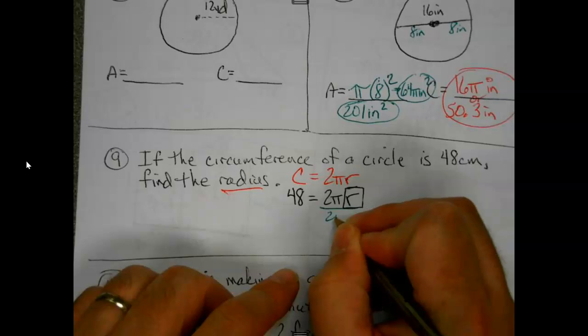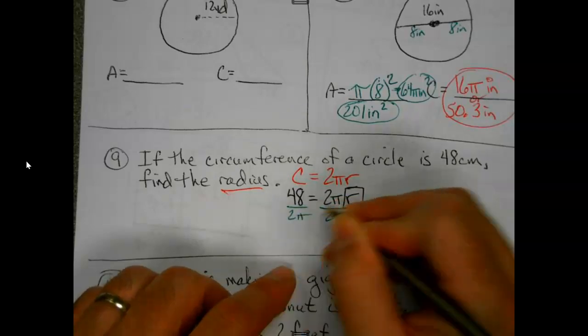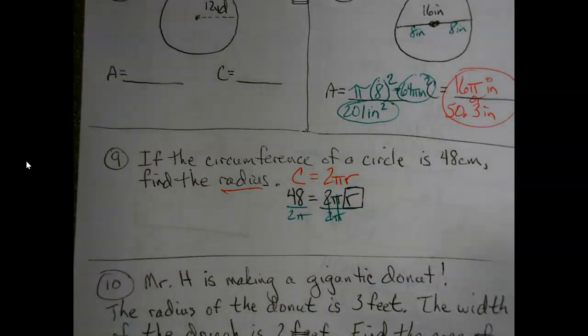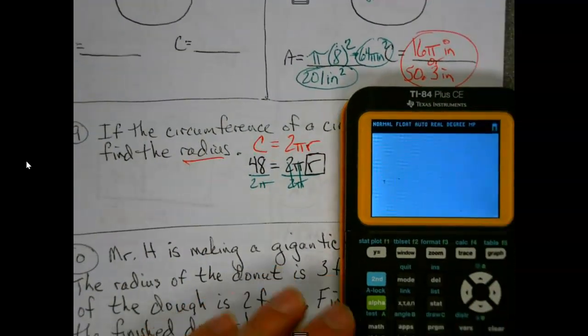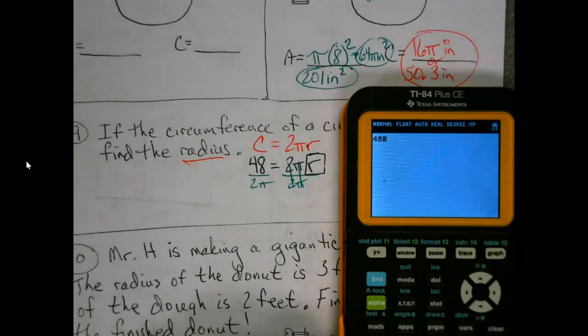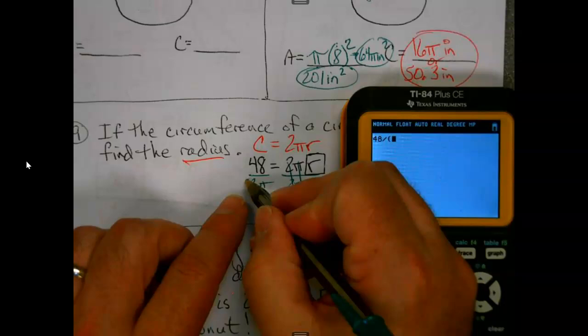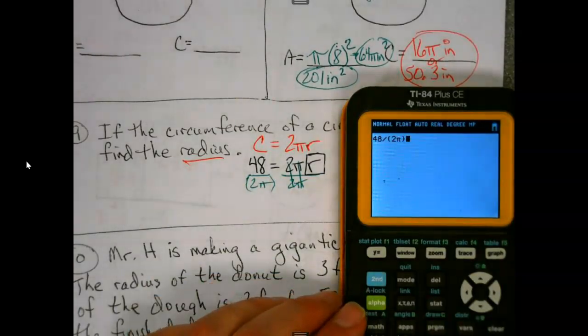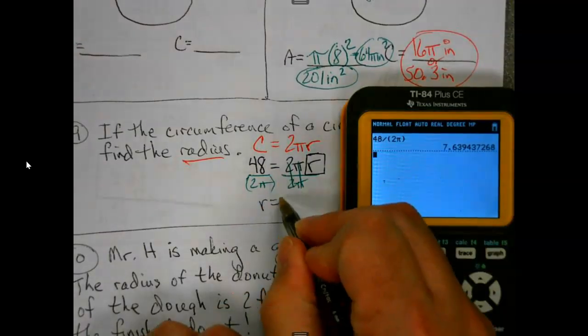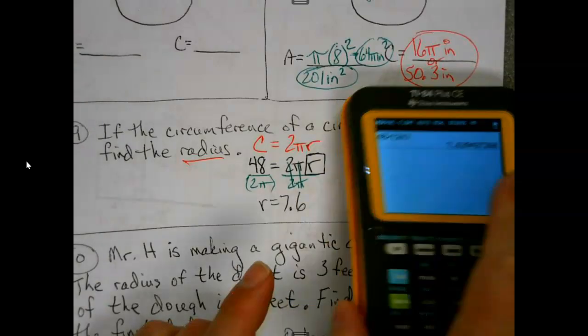Divide. Now, here's where this gets a little more interesting. All right, let's see what we got here. This is the one where if we're going to put it directly in our calculator, we need to put parentheses around the 2 pi, and I'll show you why. So here's the answer we actually want. So we'll call it 7.6 here.